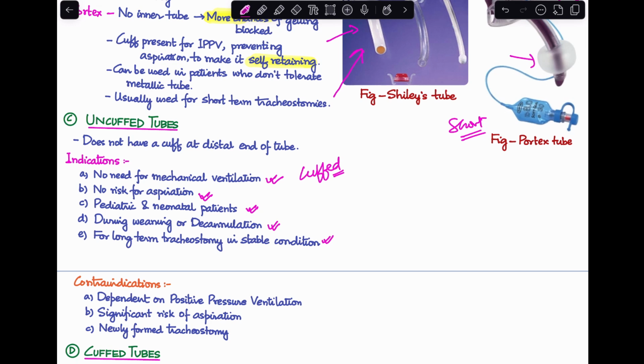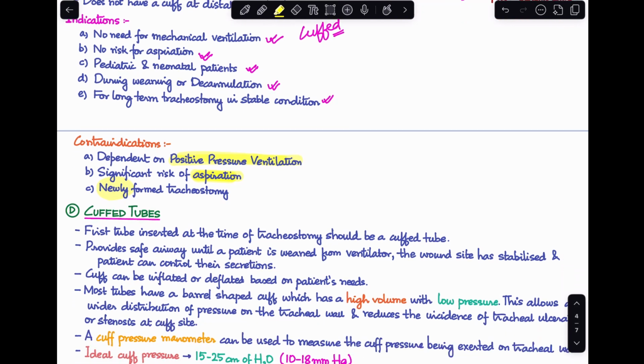Now, there are also some contraindications to using an uncuffed tube, which will be number one, if the patient is dependent on positive pressure ventilation, number two, if the patient has a significant risk of aspiration, and thirdly, if there is a newly formed tracheostomy. In that case, we would prefer to use a cuffed tracheostomy tube. So that's about the uncuffed tubes.